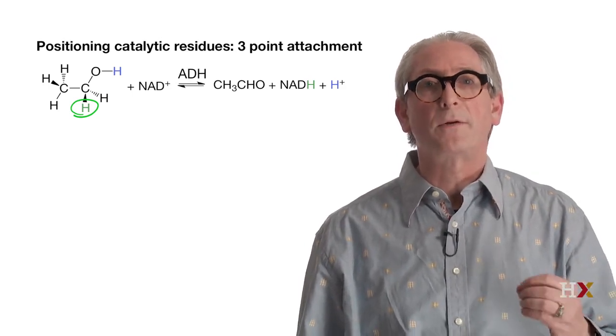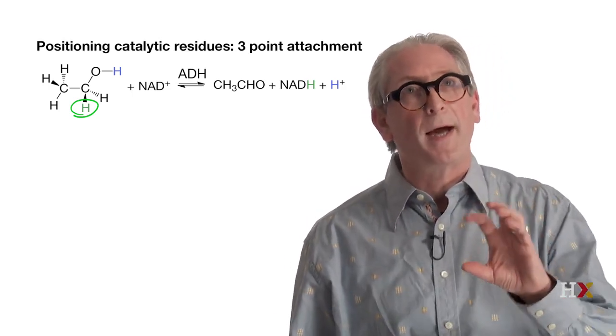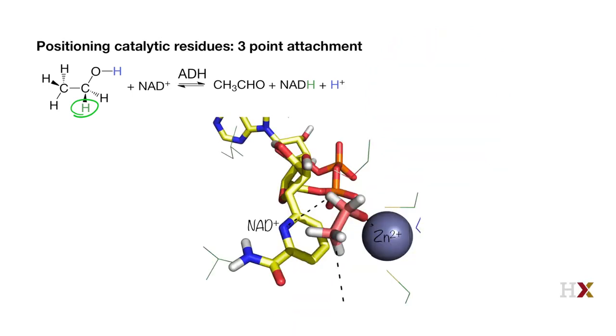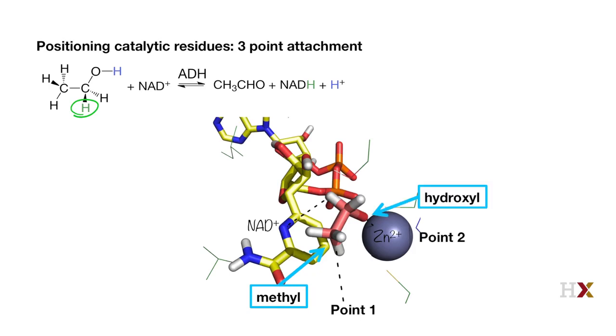So let's take a closer look at the active site of ADH. We can see that ethanol is bound to ADH at 3 different points. The methyl group of ethanol attaches to the enzyme. The hydroxyl group of ethanol also forms the second point of attachment with the enzyme. And 1 specific hydrogen from the methylene group forms the third attachment point with the enzyme.